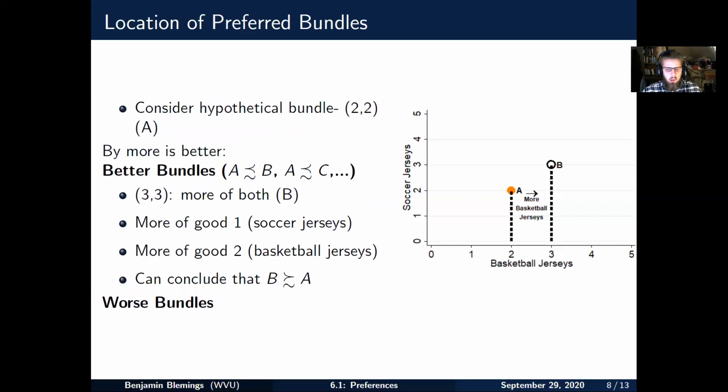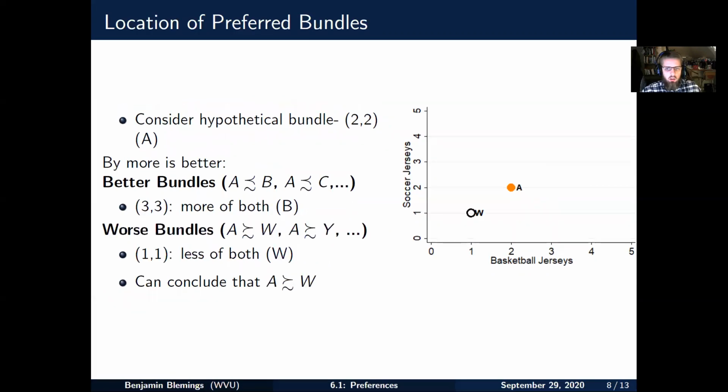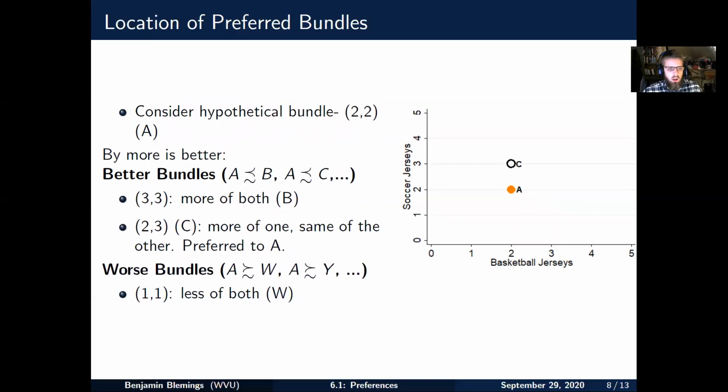And by likewise logic, you can look at point W here, where we have one less soccer jersey and one less basketball jersey. And we conclude that we'd rather have point A, 2 jerseys of each, than 1 jersey of each at point W. And so you can probably guess where this is going now.